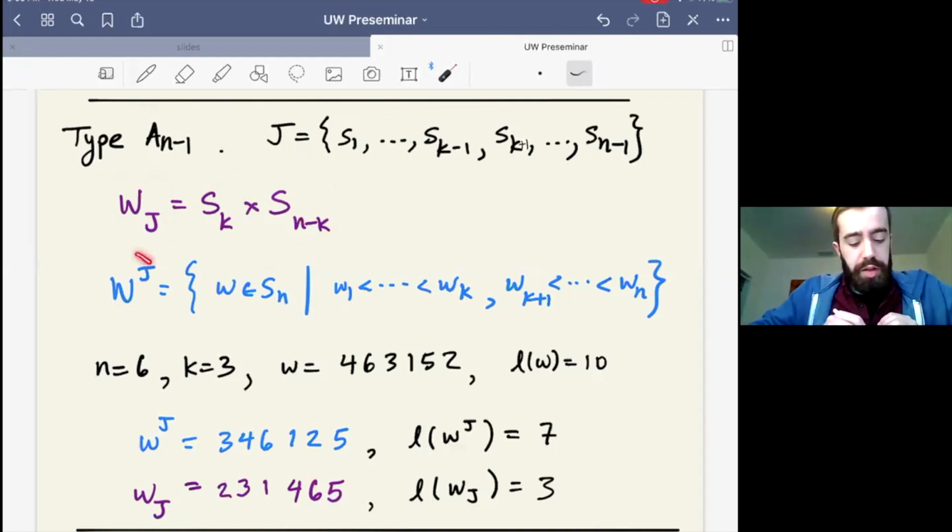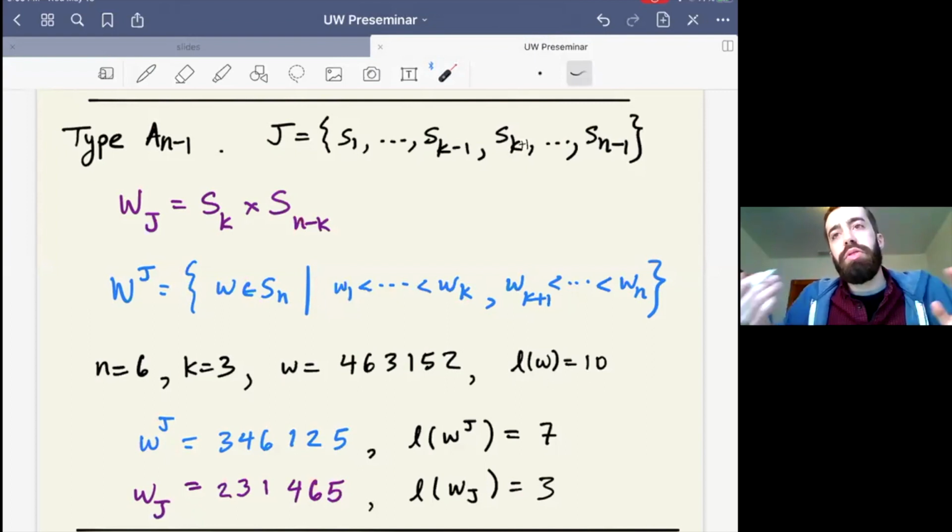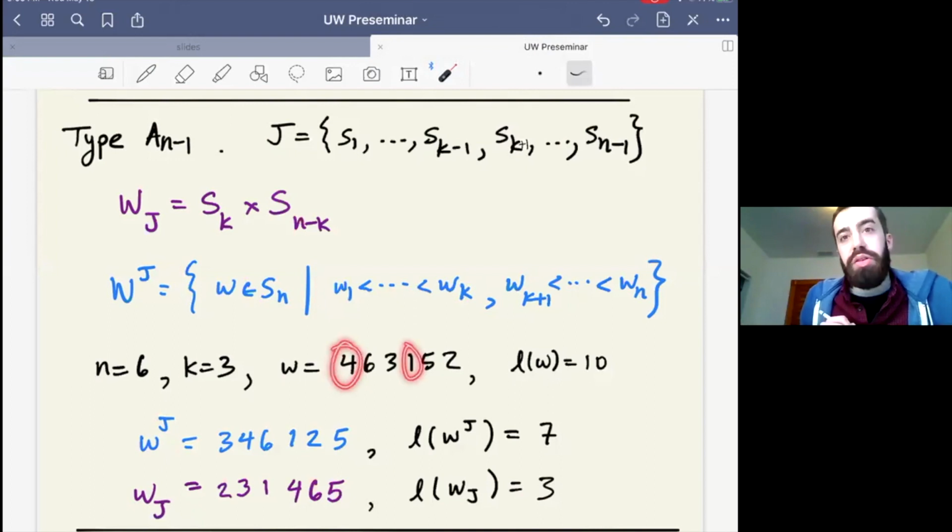So now remember that the parabolic quotient said that for each of those cosets, I have to pick the permutation of minimal length. So there's a rule for how to determine the length of a permutation, and it's just the number of inversions. So it's the number of positions of numbers to the left of other numbers, such that the larger number is on the left. Okay, so that's how you can easily compute length for permutations.